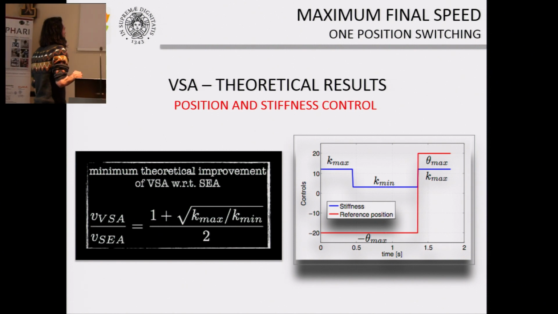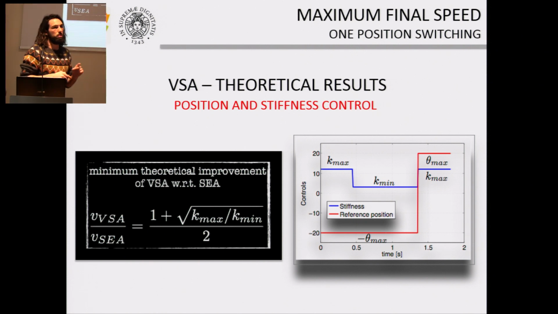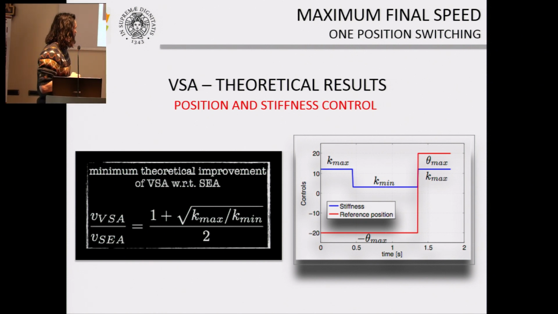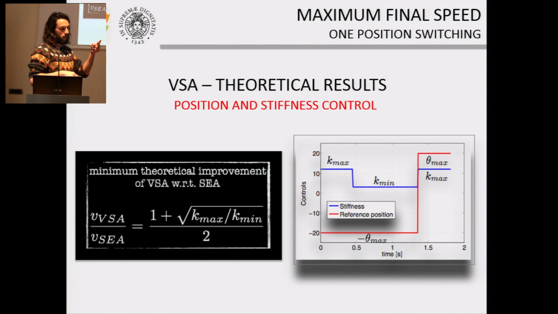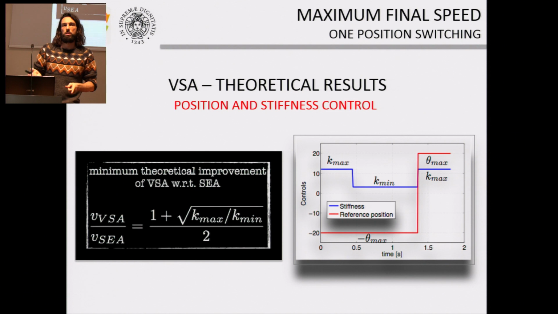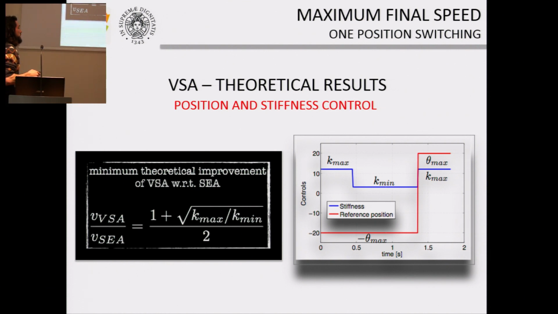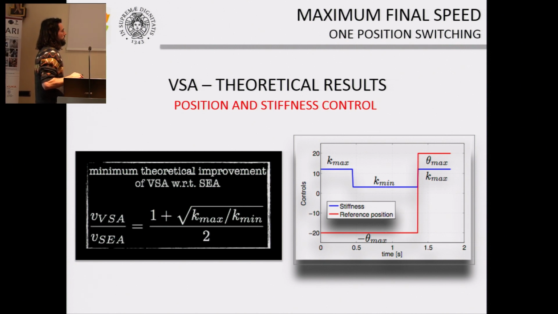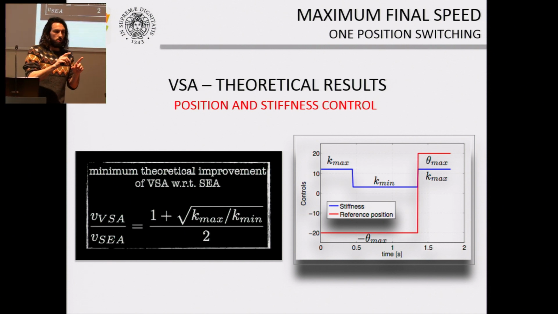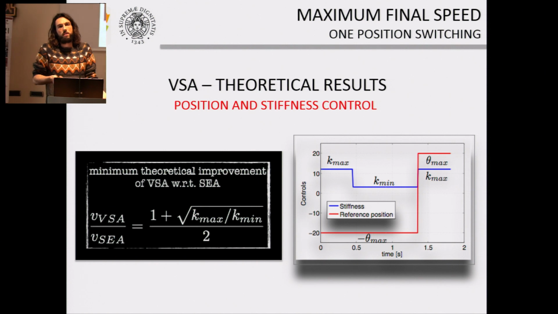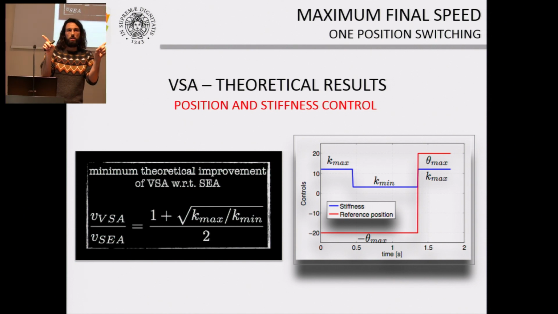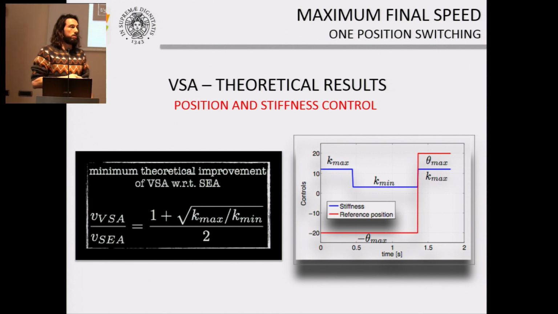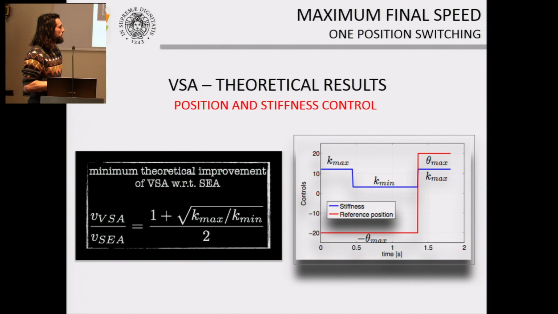Basically, in this case, we have the ratio of the variable stiffness maximum velocity with respect to the series elastic maximum velocity, and as you can see, this ratio depends on the ratio of the stiffness bounds that we have in the variable stiffness case. So if these two stiffness values are the same, so basically if we are in the series elastic case, this ratio of course is 1. And it increases as the difference of the two stiffness bounds increases.